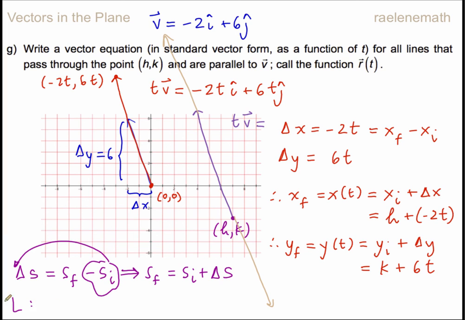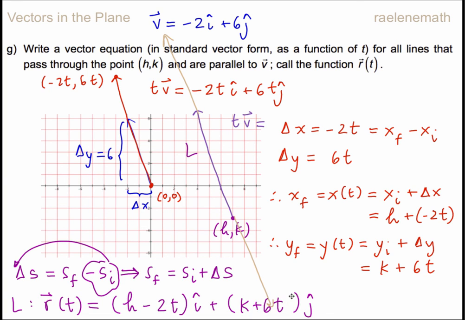When we put all of this together, we get that the equation of the line, which might be the line L, not just the purple vector, but the entire line, is given by some function of time, and because it's got two components, a horizontal and a vertical, we use vector notation to represent the equation of the line. For the horizontal component then, we have h minus 2t, and the vertical component is k plus 6t.